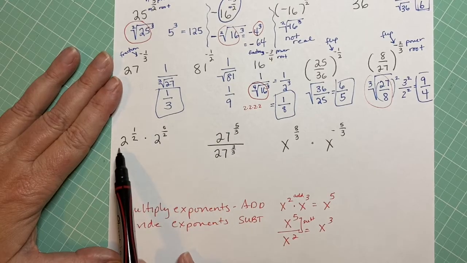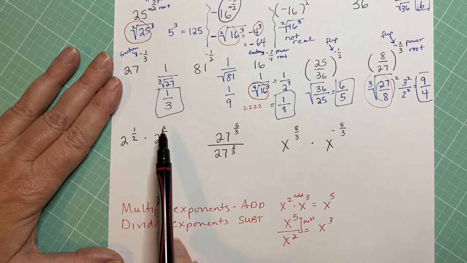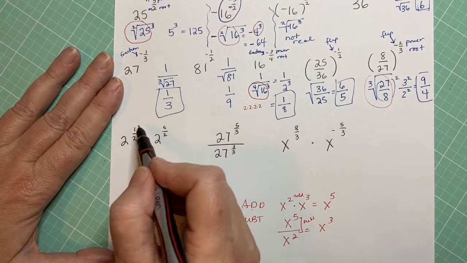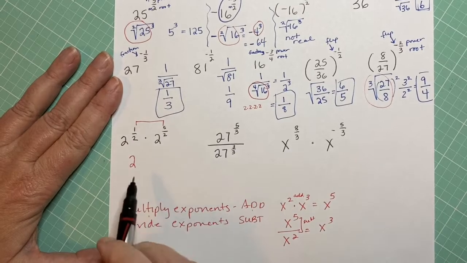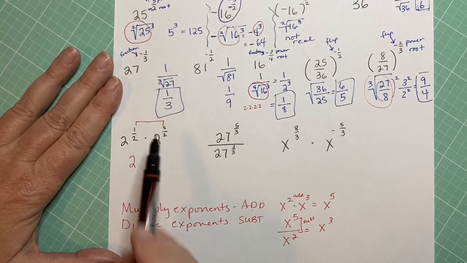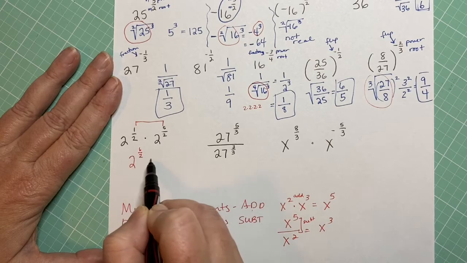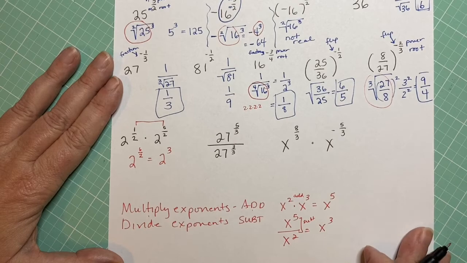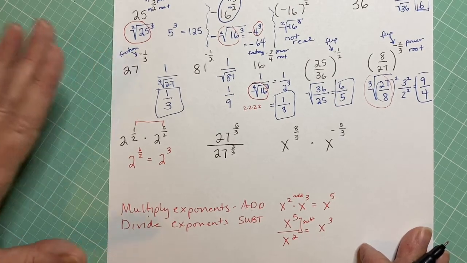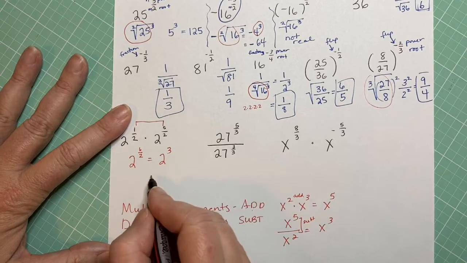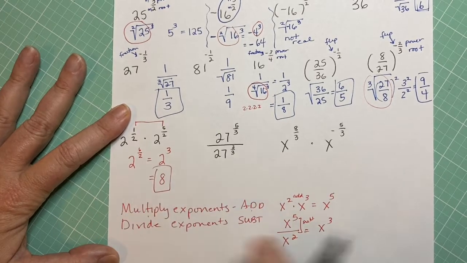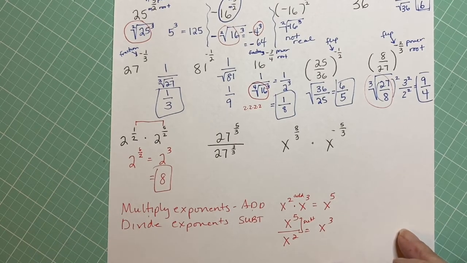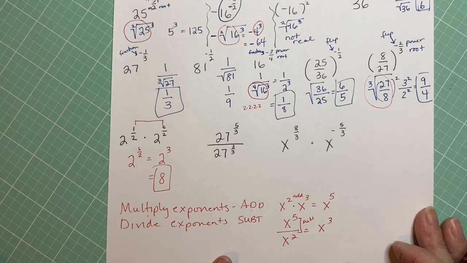If you look at this first one, this is 2 to the 1/2 times 2 to the 5/2. Because the bases are the same, when we multiply exponents, we really add them. So you can just leave the base the same and say 1/2 plus 5/2 is 6/2, which equals 2 to the third, because 6 divided by 2 is 3. And then 2 to the third is 2 times 2 is 4, times 2 is 8. So you can use the multiplication and division exponent rules to help you even with exponential fractions.